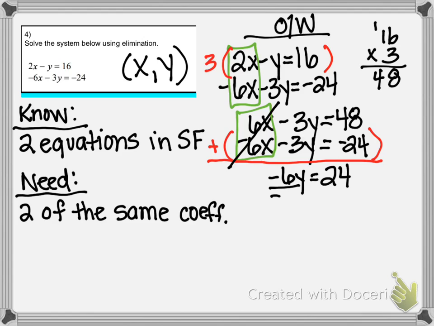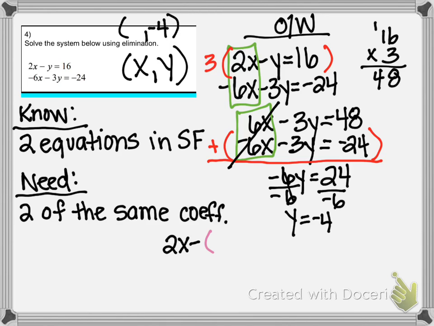Divide by negative 6. And y equals negative 4. Now, we found the y value, so in my coordinate that I'm trying to write, we found negative 4. But now we need to find the x. So it doesn't really matter which one you pick, but you're going to pick one of the original. So I'm going to pick the first one, and I'm going to substitute in negative 4.